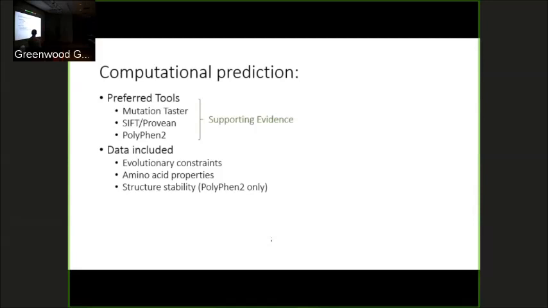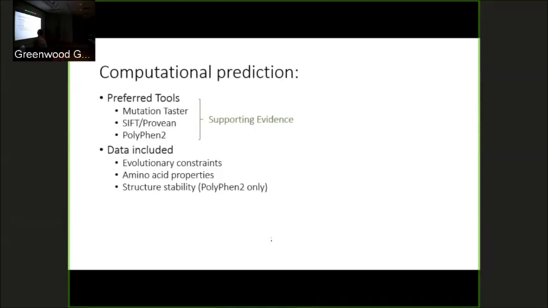The data that's included in these includes evolutionary constraints, their position in one dimension along the length of the protein, the amino acid properties, and then PolyPhen-2 is the only one that actually takes into consideration their position in three-dimensional structural space.